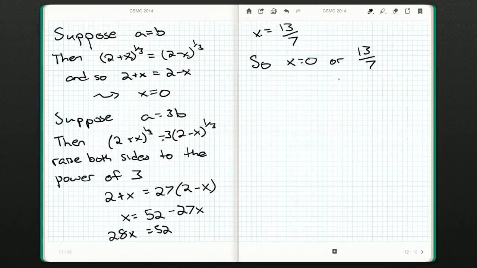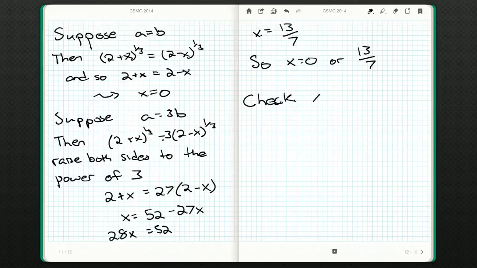And if we were still not convinced, I mean, this 13 over 7 just sort of pops out of there. What we could do is double check. We could go in and work this stuff out. And 0 is not hard to check because we're getting cube root of 4 plus 3 times the cube root of 4 is equal to 4 times the cube root of 4.